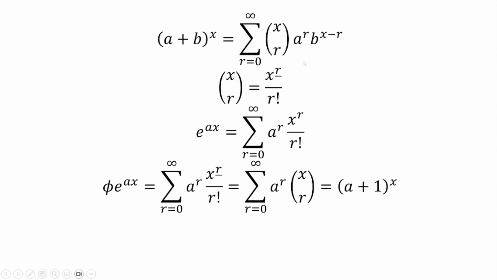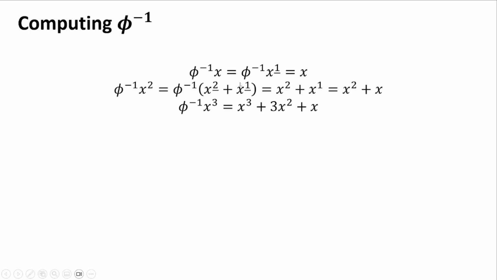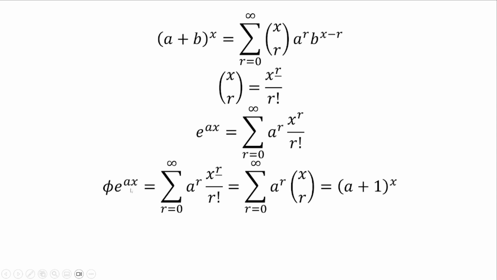Why have we introduced phi to work on the powers of polynomials? Is there a good reason for this? Yes, because all functions can be written out as a polynomial series. If we need to get phi of e to the x, we will review some algebra before this. We know the polynomial series for a plus b to the x is the summation of r from 0 to infinity of x choose r, a to the r, b to the x minus r. X choose r is x to the falling r divided by r factorial. This is from the polynomial series. E to the ax equals the summation as r goes from 0 to infinity of a to the r x to the r over r factorial.